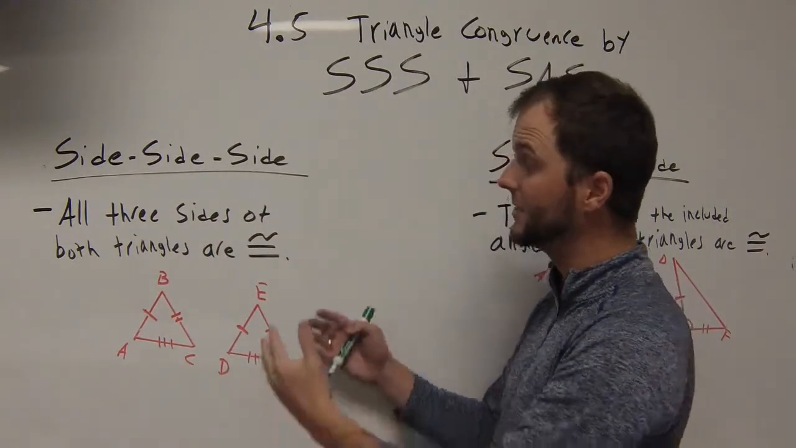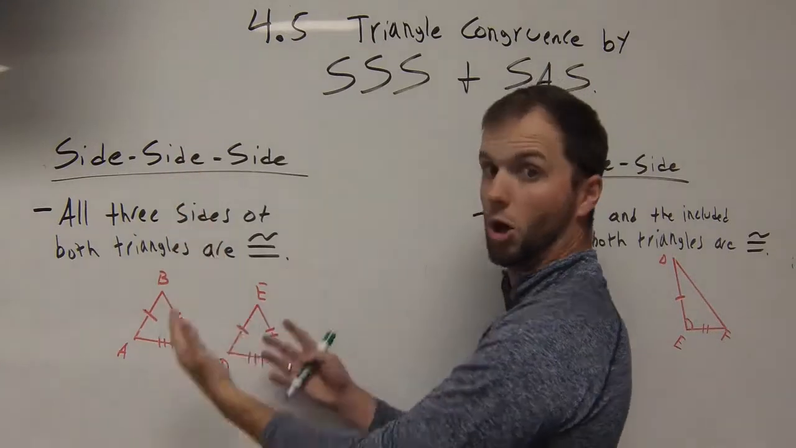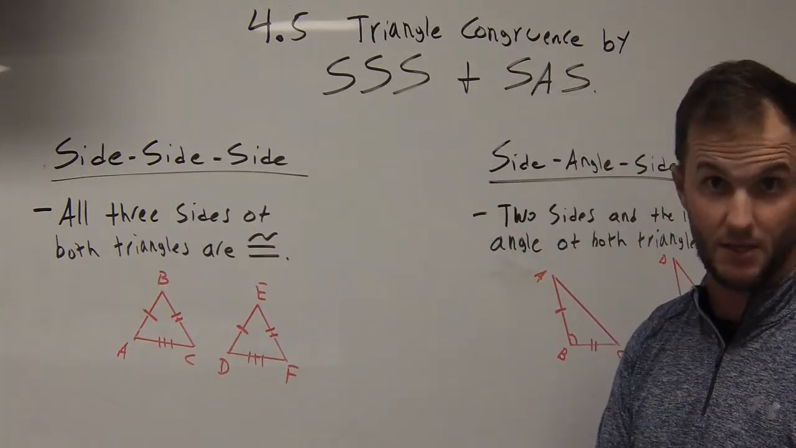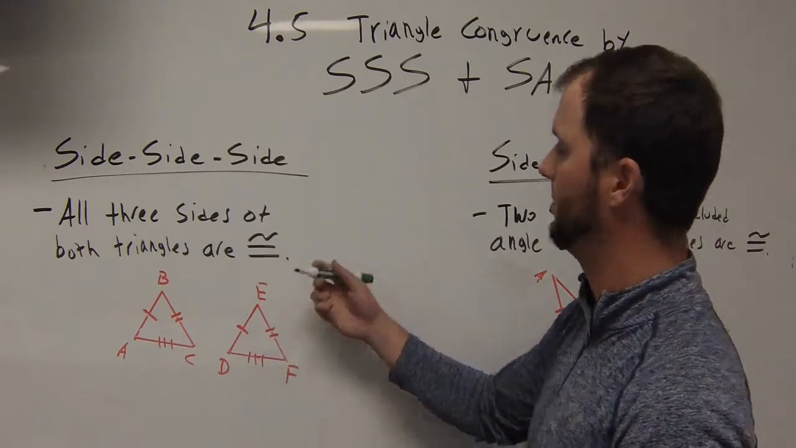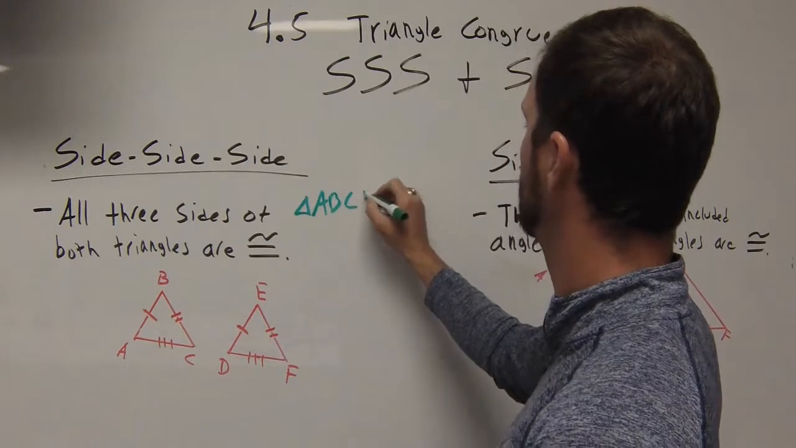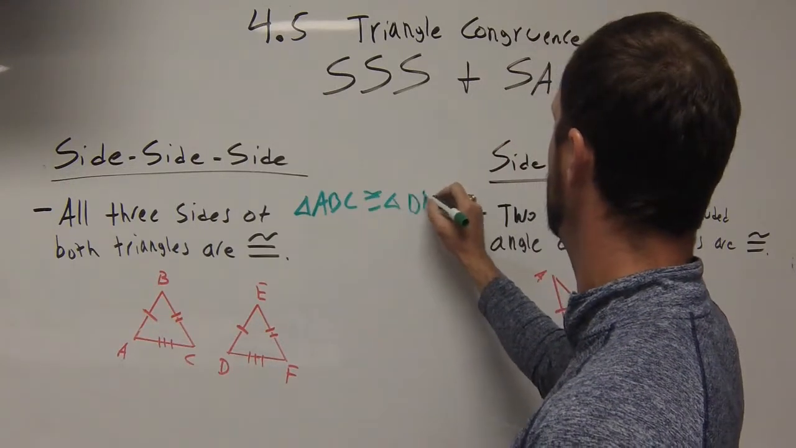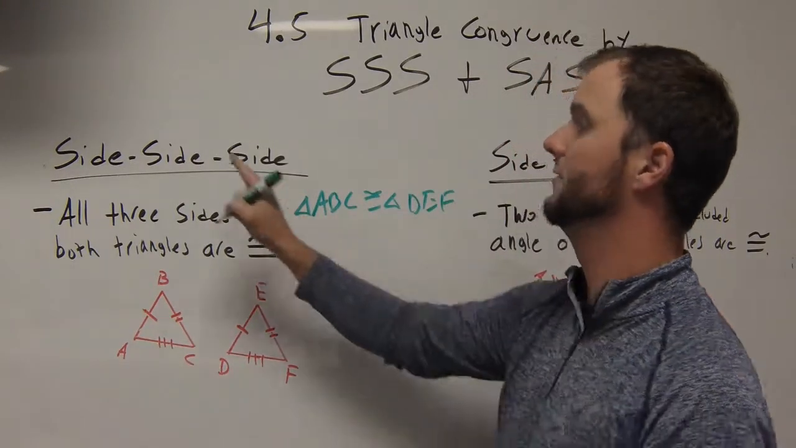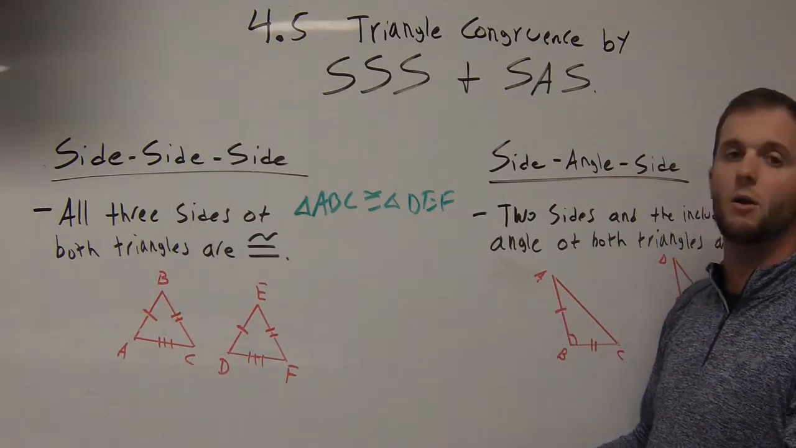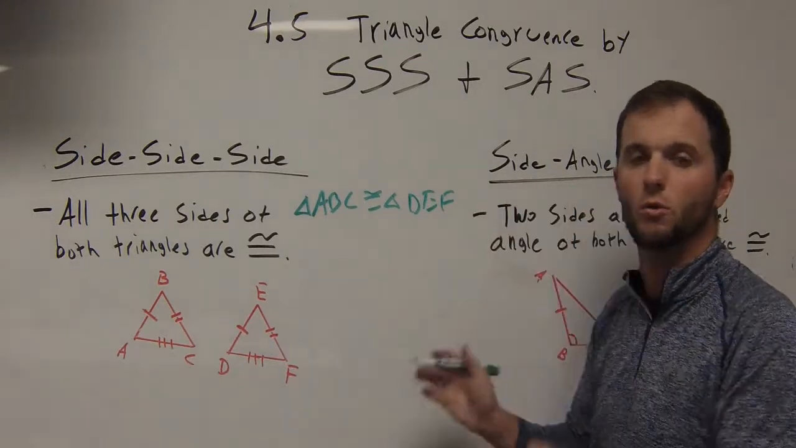That means both of these triangles are congruent to each other, which means all the angles are congruent and all the corresponding sides are congruent. So I could write triangle ABC is congruent to triangle DEF because of side, side, side. It's that simple. If all three sides of a triangle are congruent to the sides of another, then they are congruent triangles.